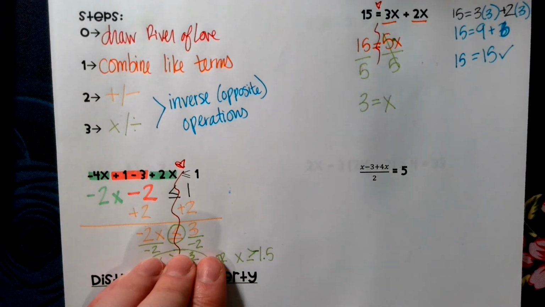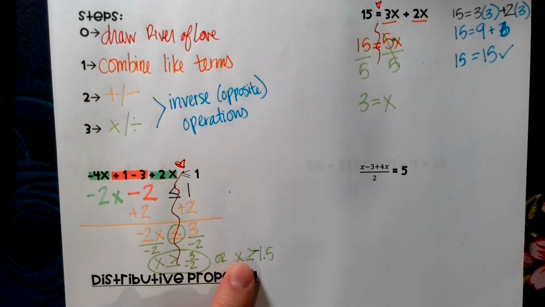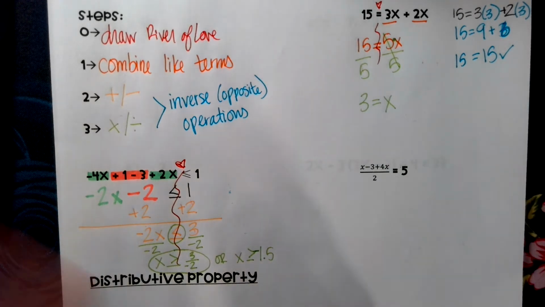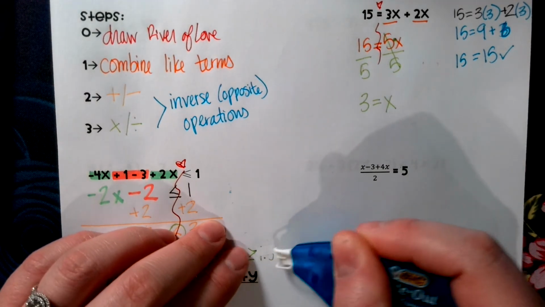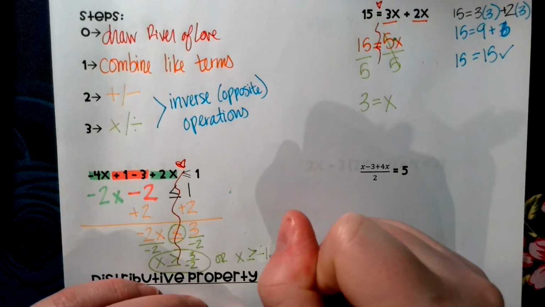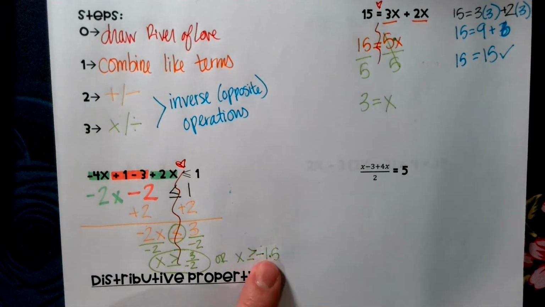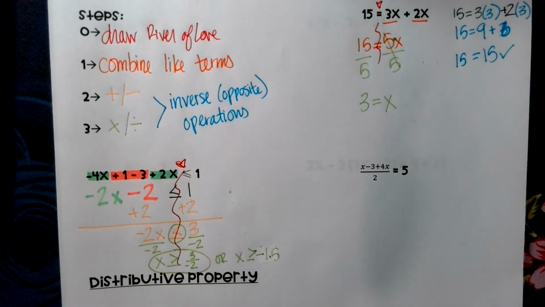Then I'm dividing by negative 2. Remember, when you divide by a negative on inequalities, you have to flip that sign. So we should get x is greater than or equal to negative 3 halves, or x is greater than or equal to negative 1.5. That's kind of hard to see that negative on there. Let me rewrite that for you. Negative 1.5. And again, you can always go back, check your work, plug that in for your x's.